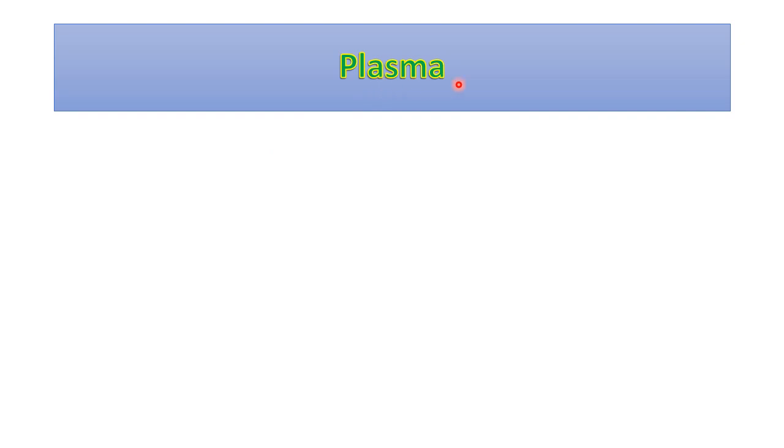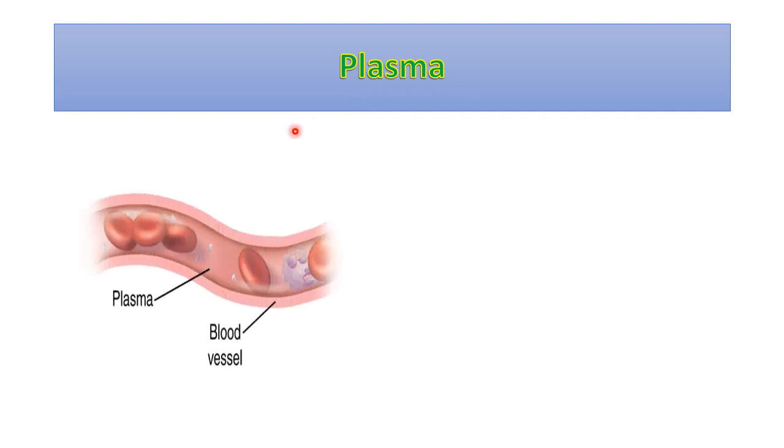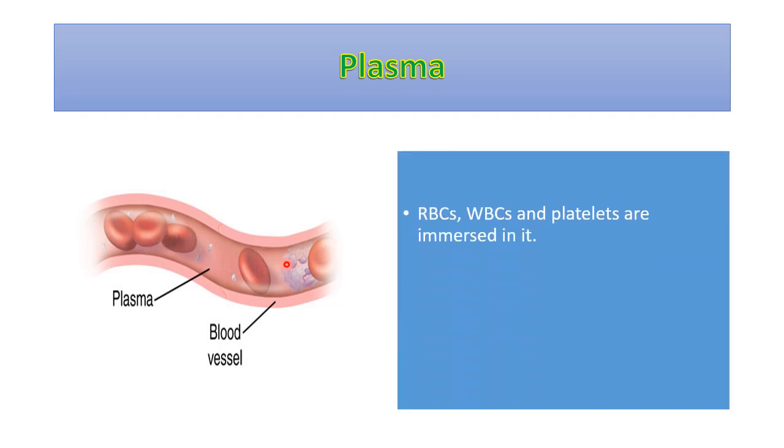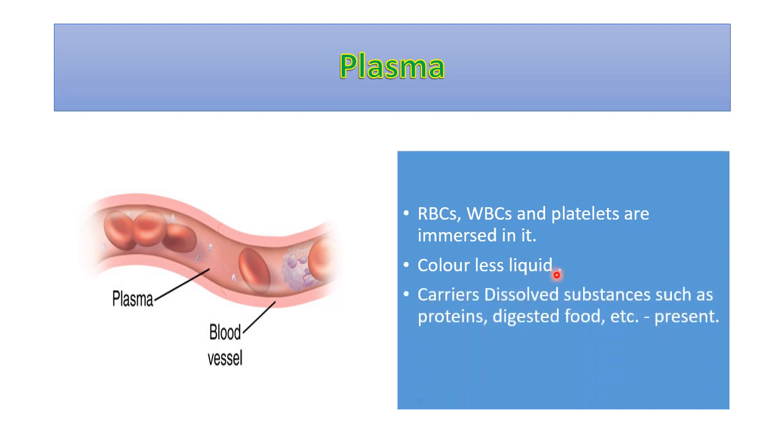So let's now talk about the third component of blood, which is plasma. Plasma is the fluid part of the blood which carries all the components of blood that are RBCs, WBCs and platelets. It is a colorless liquid containing dissolved substances such as protein, digested food, common salt, waste substances and hormones. Apart from this, 90% of plasma is water. These substances are carried from one part of the body to another.